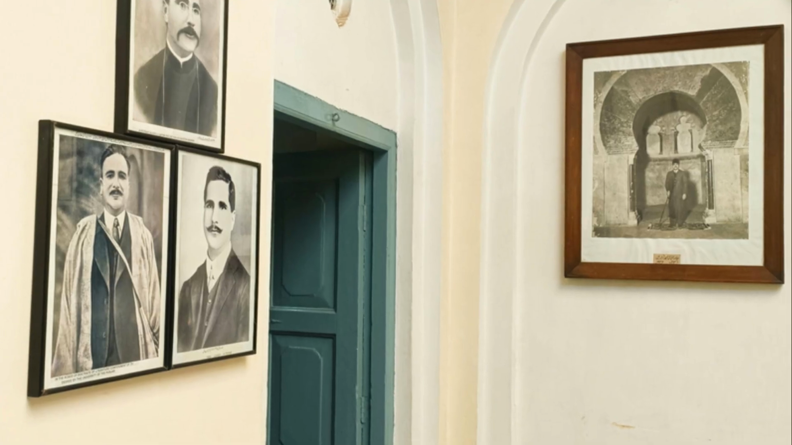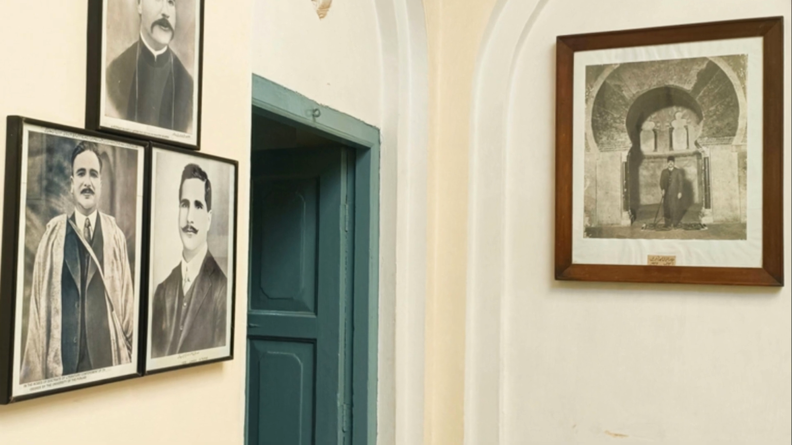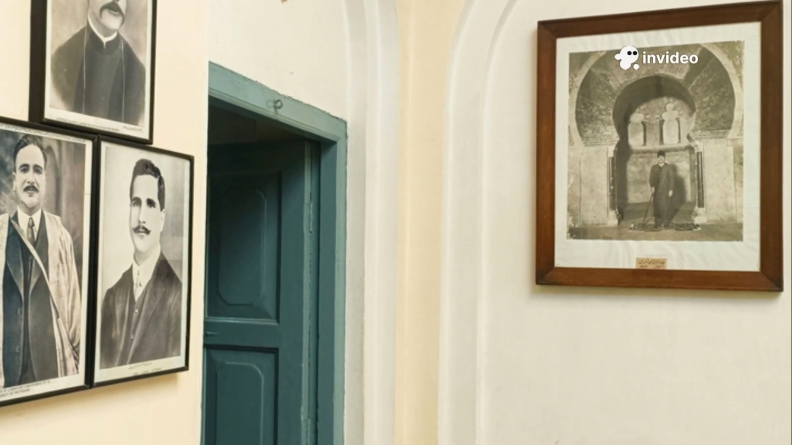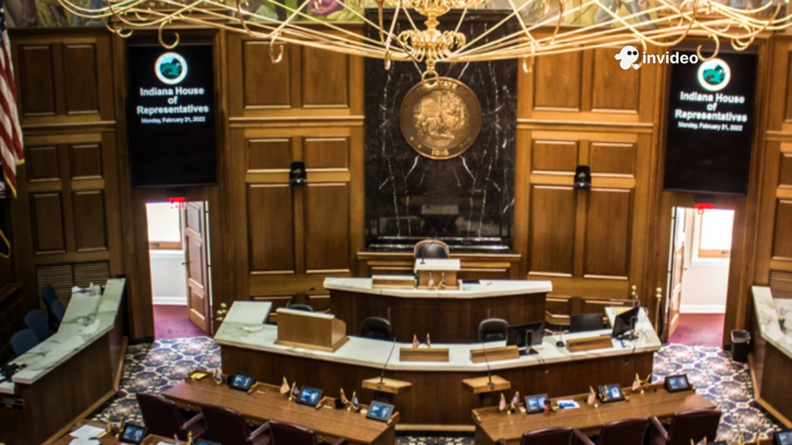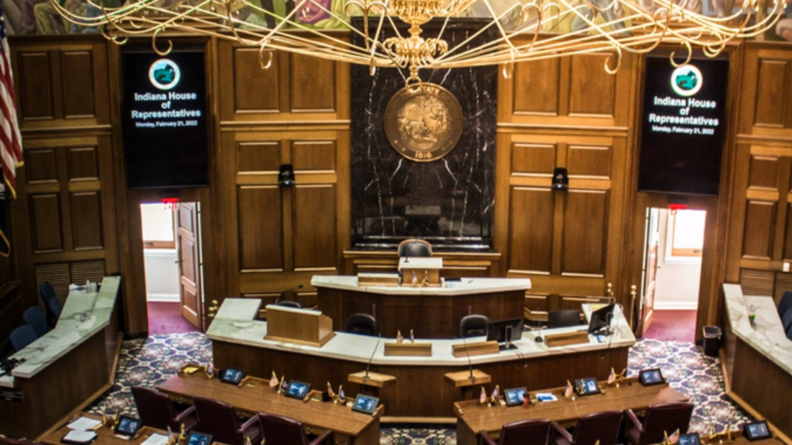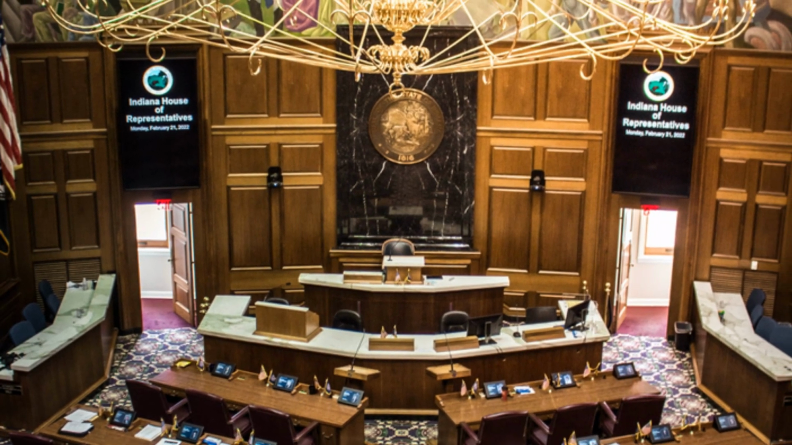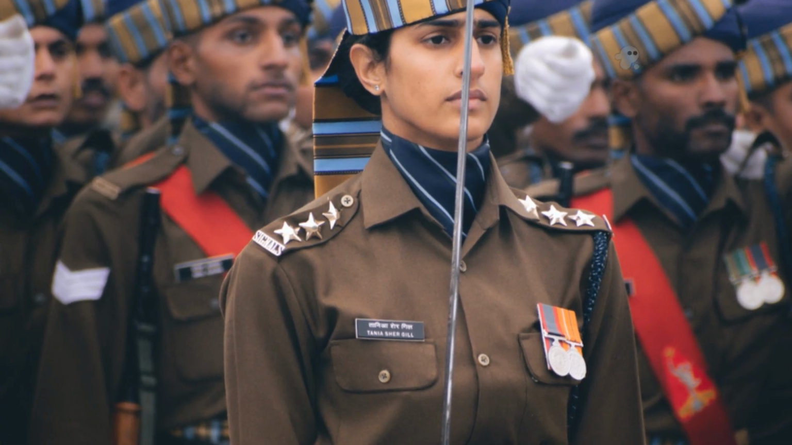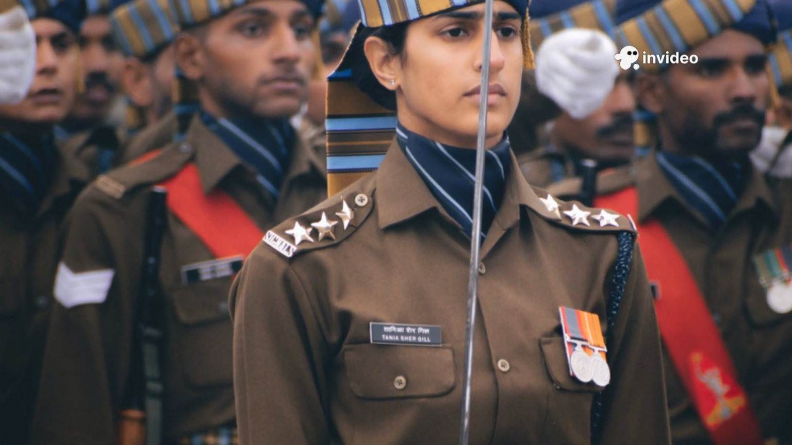The most significant of this series was the Indian Councils Act of 1909, also known as the Morley-Minto Reforms. This act considerably increased the size of the legislative councils, both at the central and provincial levels. For the first time, it allowed for the association of Indians with the executive councils of the Viceroy and governors. Satyendra Prasad Sinha became the first Indian to join the Viceroy's Executive Council.